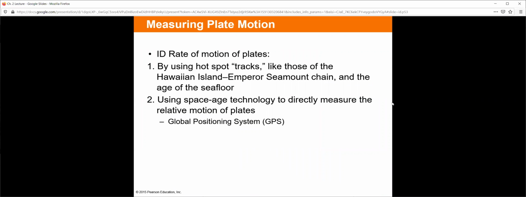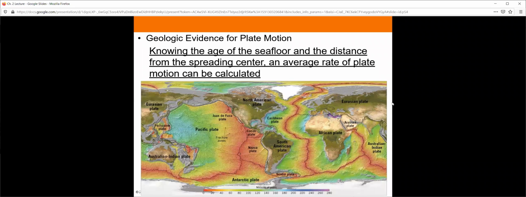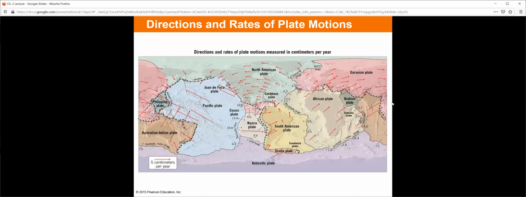How do we measure this plate motion? Well, we can use hotspots, as said before, or since we live in the future, we can use GPS. We can find a point on a continent and say, you are here, come back after an amount of time and see if that position is the exact same location. That's pretty cool, right? Geologic evidence of plate motion. Knowing the ages of the seafloors, we can tell how fast plates are moving, how fast continents are moving. They don't move too fast, right? But they can have some hoof to them if they really want.